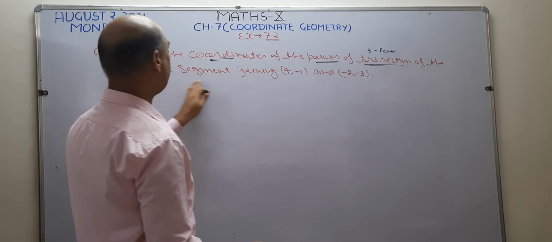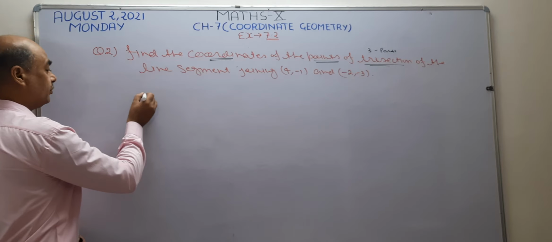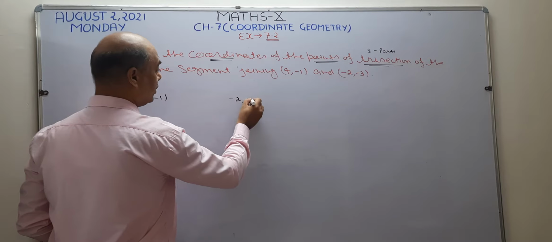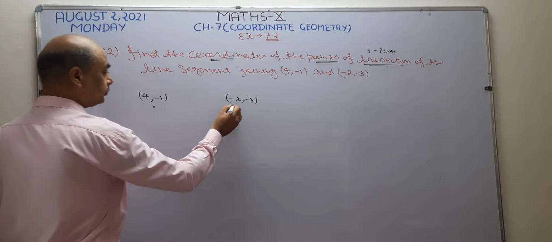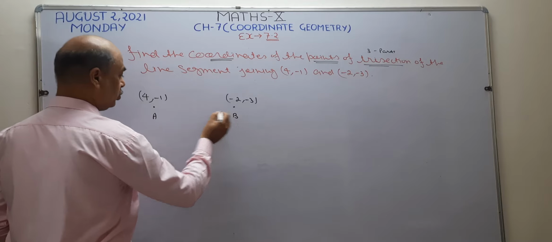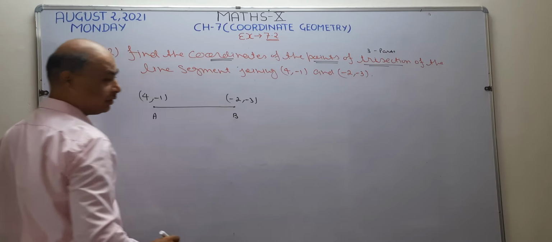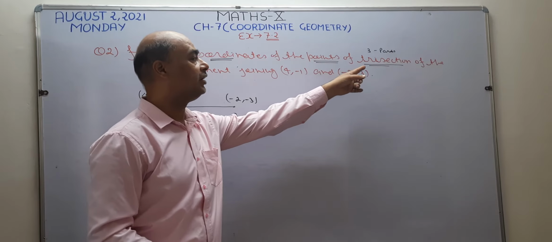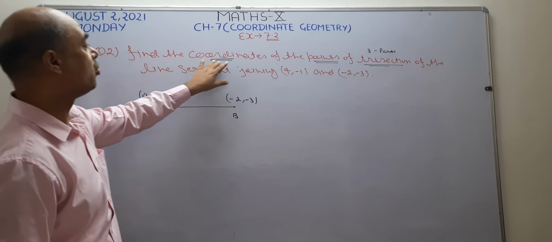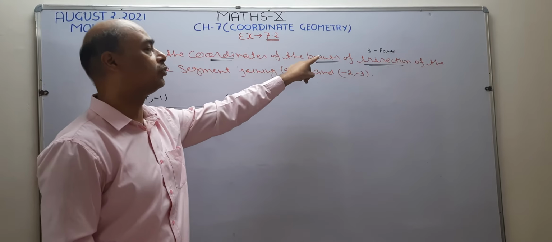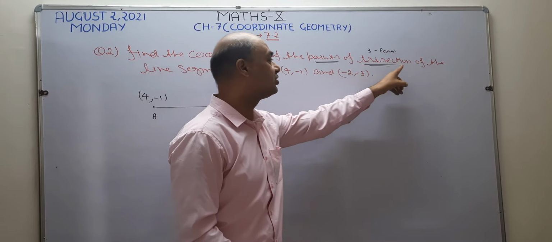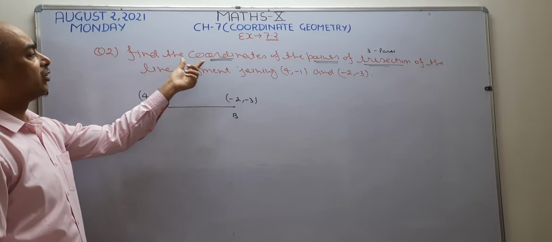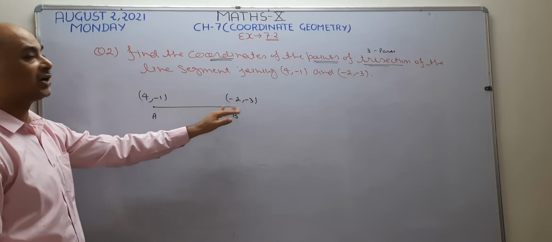Okay. Of the line segment, this one line segment is given: 4, minus 1 and minus 2, minus 3. Suppose this is your A and this is your B. Now this is your line segment. Now this line segment is divided by points in trisection. See what is given. Find the coordinates of the points. We are going to find the coordinates of those points which are going to trisect the given line segment. Okay? It means I am going to find the coordinates of those points which are going to make 3 equal parts of this line segment.